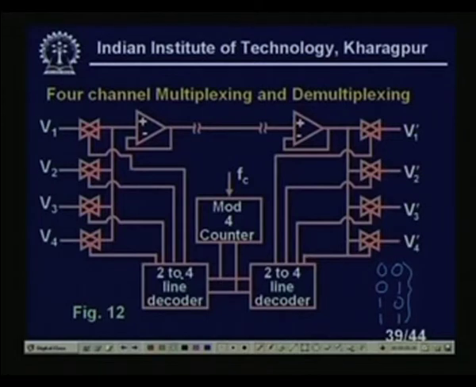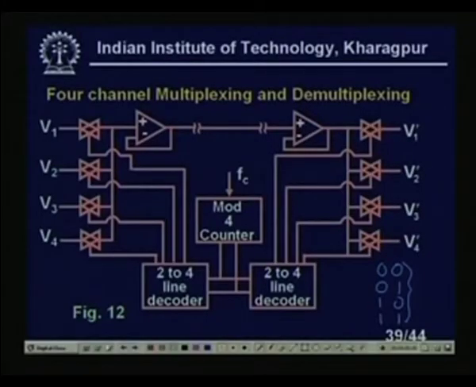So the 2 to 4 line decoder is very simple, I can do it with AND gates. So this gate will be selected, while all other gates will be deactivated. When this is on, this will be off, right. And when 0 1 is there, V2, this signal will be selected. When 1 0 is there, this signal will be selected. When 1 1 is there, this signal will be selected, right. The same signal should go to the output also. So this is basically the 2 to 4 line decoder.